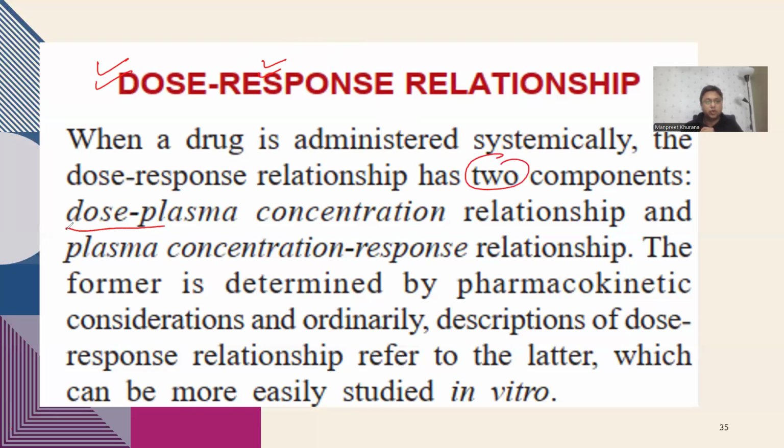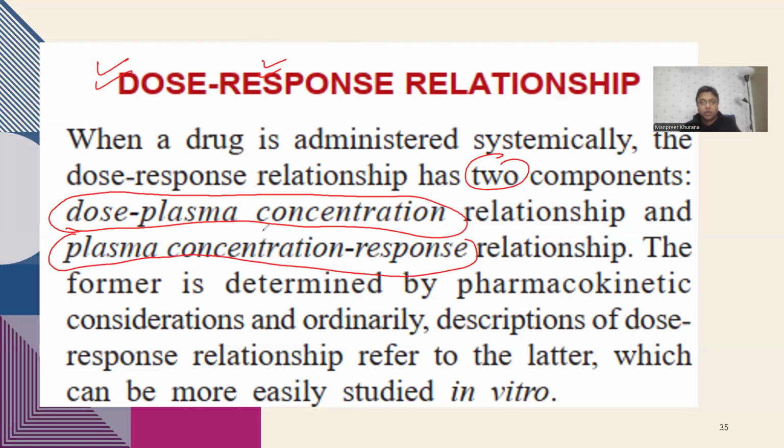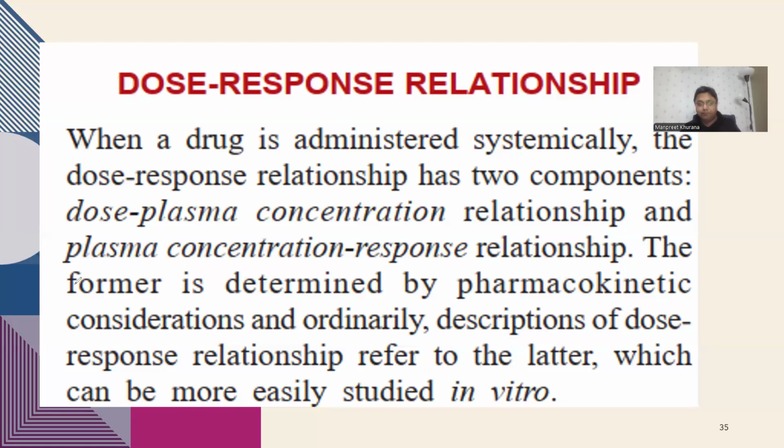The first one is the dose plasma concentration relationship, which means we're giving a drug, it has a dose, it goes to the body, gets metabolized, goes in the plasma, blood plasma. So there is a concentration of the drug, right? And the second one is after the plasma concentration, the drug has to show the response. So the plasma concentration and the response relationship. So these are basically the two relationships which we have to understand, right? And we'll be discussing in detail.